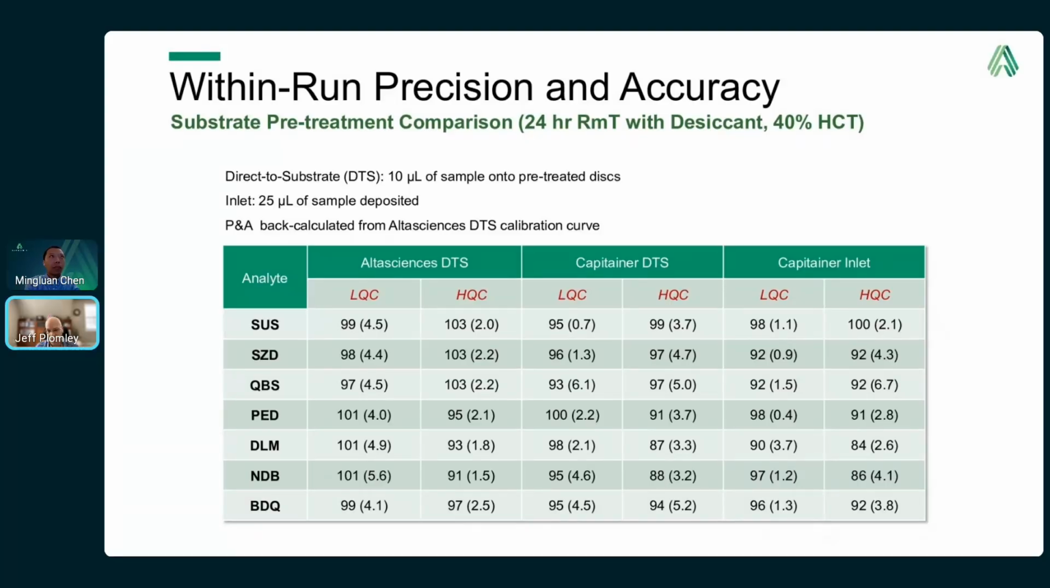And the results were back calculated from calibrants applied direct to substrate on the Altasciences treatment. Again, the Altasciences treatment is 20 microliters of 1 molar ascorbic acid onto the substrate, dried 24 hours, and then sample applied to the disc.